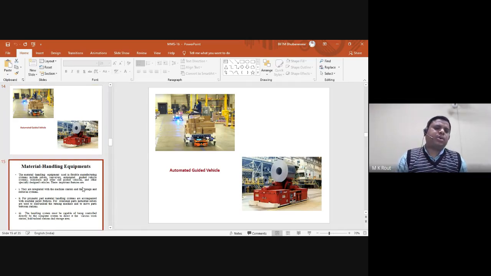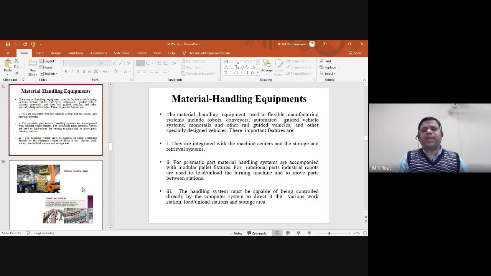The next one is material handling equipment. Material handling equipment used in flexible manufacturing systems includes robots, conveyors, automated guided vehicle systems, monorails, other rail guided vehicles, and other specially designed, or customized, vehicles for performing material handling. So these are the important features.